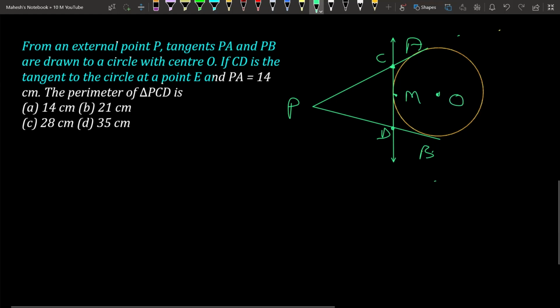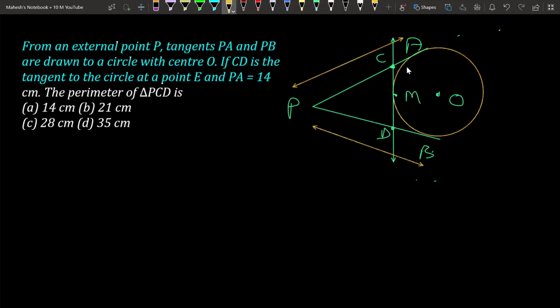What we have to find out before that, we can see length of PA is given as 14. So what is 14 over here? I should show you. This is 14, from here to here. And so is P to B. This length is given as 14 centimeter. Then what we have to find out is the perimeter of this triangle PCD. So we need to get the perimeter of this triangle.